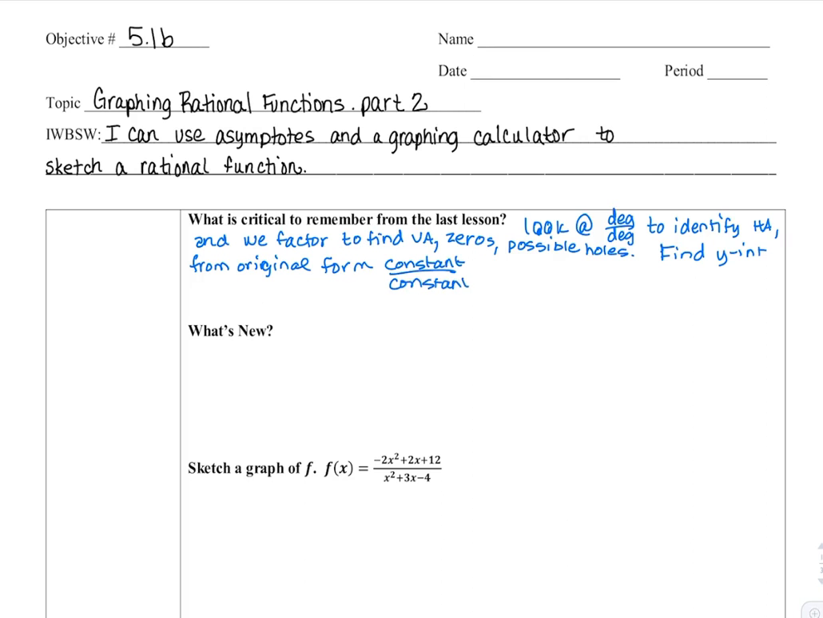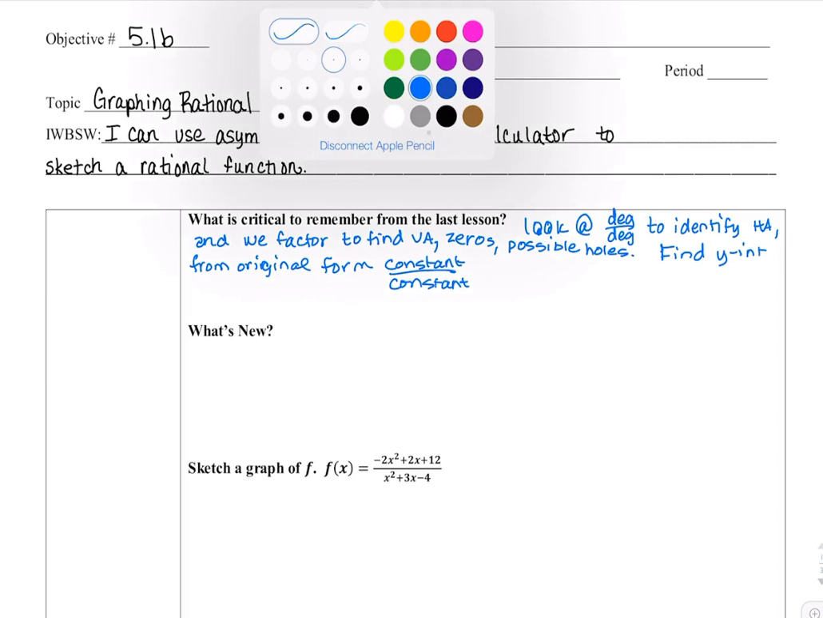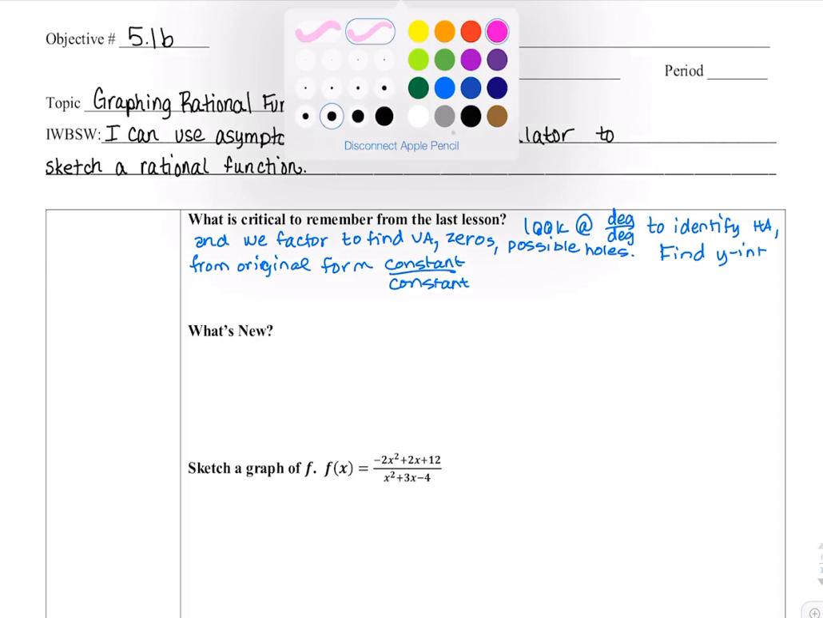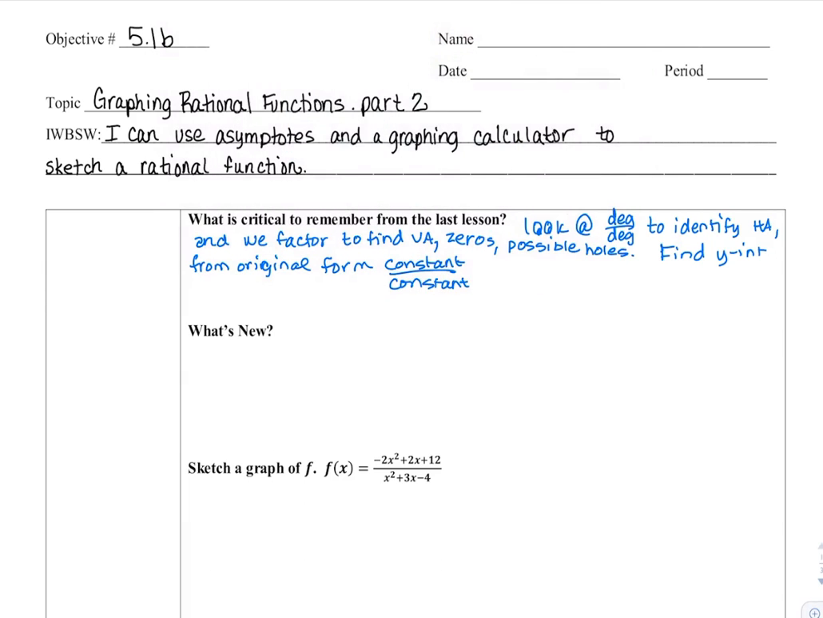Okay, so those are things to remember, and I think we color-coded those, so I'm going to highlight those in the colors that we're looking at. For a horizontal asymptote, we do degree over degree. We factor to find our vertical asymptote and holes, and I do that in red. Zeros are not red. Our zeros and our y-intercept, we do those in purple. Okay, so that's what's old.